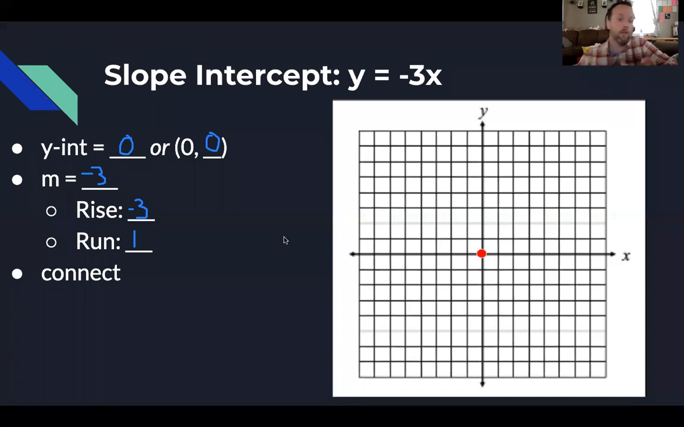So I started at (0, 0). My x-coordinate actually did as 2, negative 6, because that also solves this. If I put in a 2 for x, negative 3 times 2 is negative 6, and then I connect those lines. So as I look at my line, starting left to right, it looks like my line is going down, which means it's going in a negative direction.